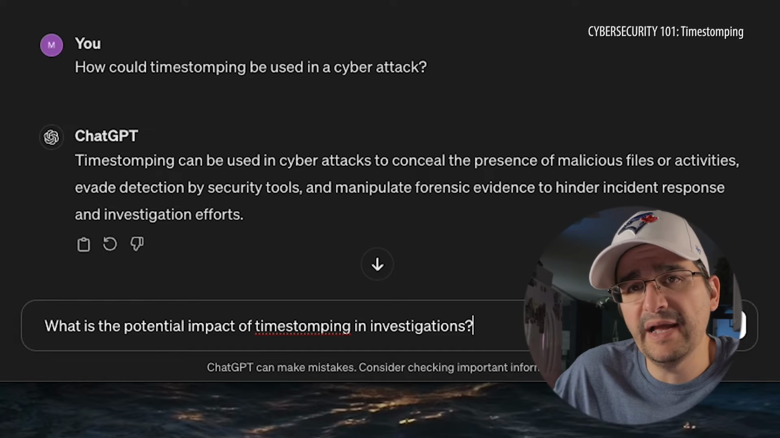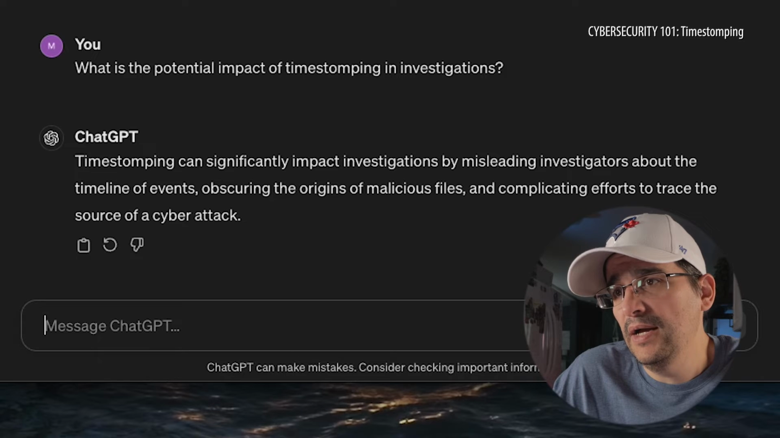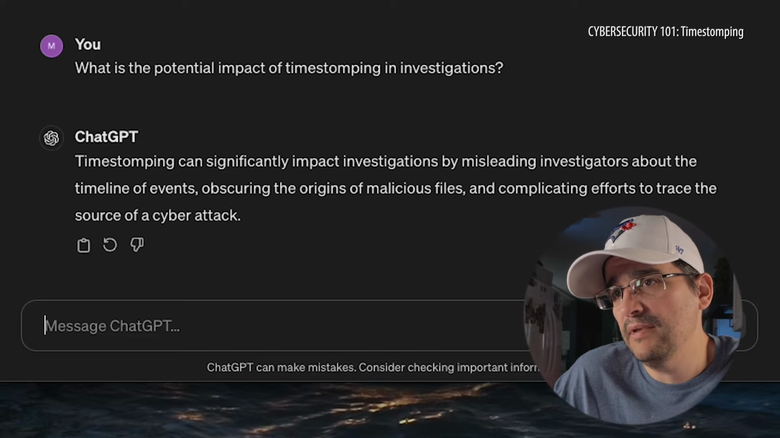This is a pretty straightforward question, but I was curious, what is the potential impact of time stomping in investigations? I pretty much know, but I just want to see what it has to say. It can significantly impact investigations by misleading investigators about times of events, obscuring the origins of malicious files, and complicating efforts to trace the source of a cyber attack. All right, that makes sense.